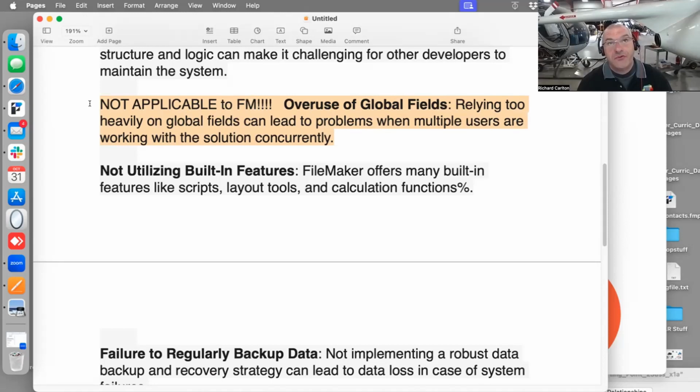Globals worked in Fortran and other languages. And so I'm like, okay, well, anyway, so not utilizing built-in features. FileMaker offers many built-in features like scripts, layout tools, and calculation. So I don't get this one because once again, I think this is generic.